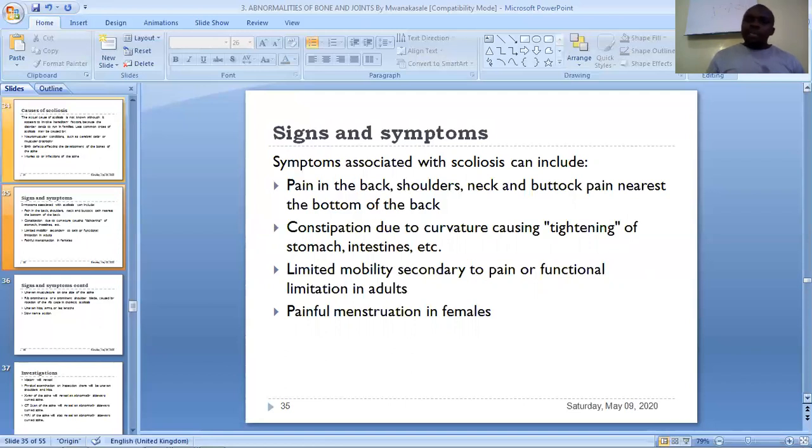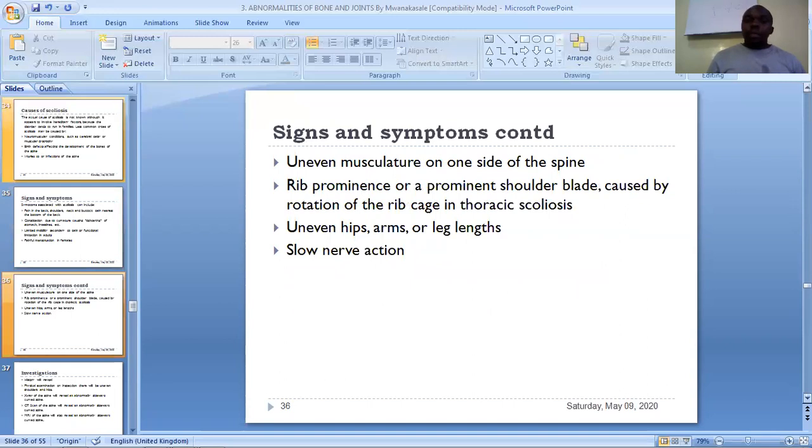These people experience limited mobility, usually caused by the pain they're feeling. It becomes really difficult for them to have the normal gait or normal movement. They can also experience some functional limitations. An adult who does some work somewhere tends to have some limitations because of the pain they are feeling. If it's a female, they may also experience pain of menstruation. And uneven musculature on one side of the spine may be present.